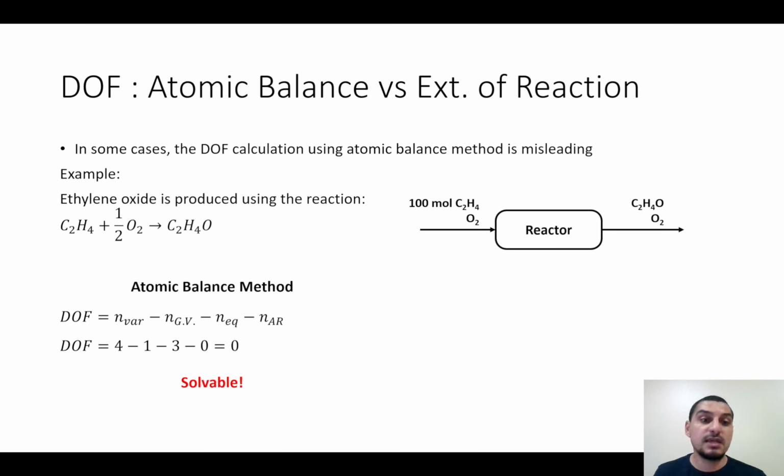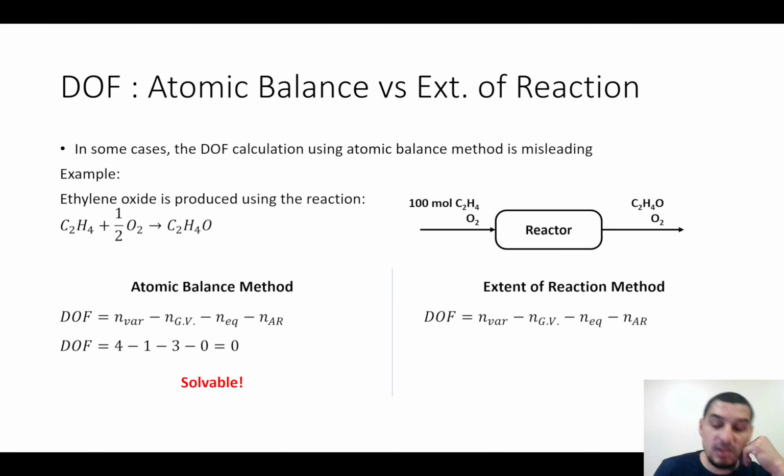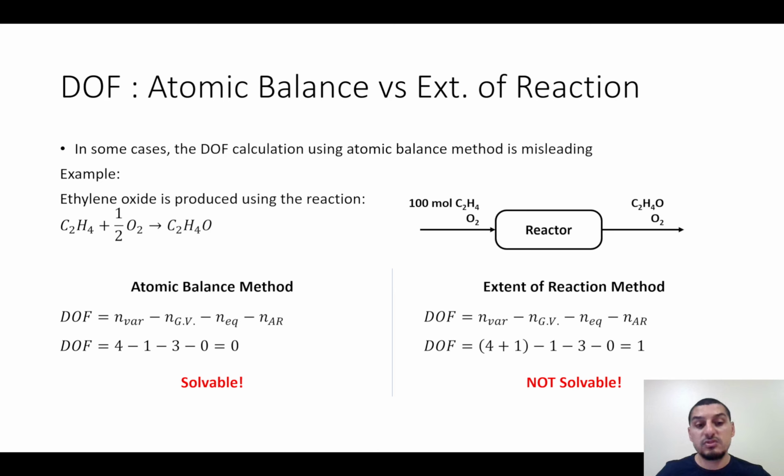Solvable means I can calculate all the unknown variables using the information that we have right now and the balance equations. So I don't need any extra information to solve the problem. So let's see if we do this using the extent of reaction method. For the extent of reaction method, we are going to use the same equation. The number of variables here is going to be 1, 2, 3, 4 plus the extent of reaction. So we have 5 variables. We have one given variable. We have 3 balance equations, ethylene, ethylene oxide, and oxygen, and no additional relations. So the degrees of freedom is 1, which means that the system is not solvable. So I need one extra piece of information to calculate the missing variables.